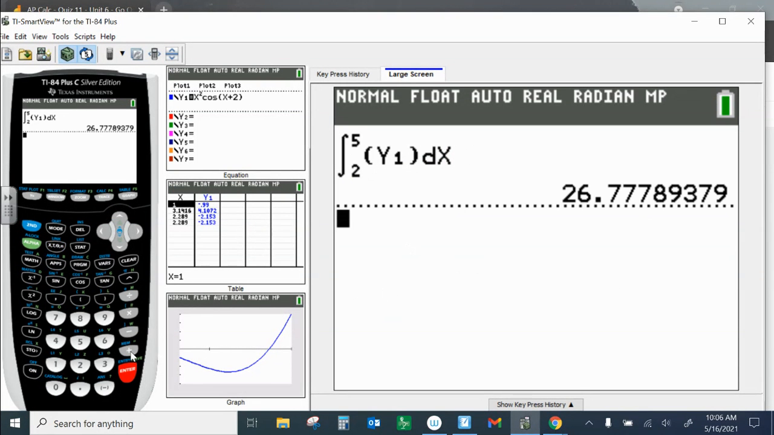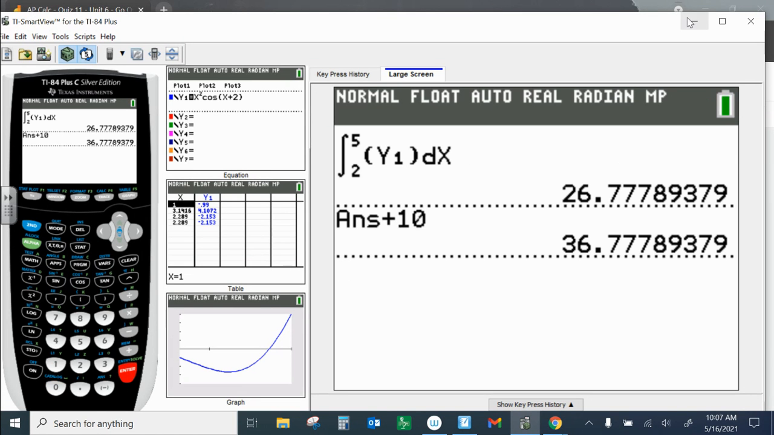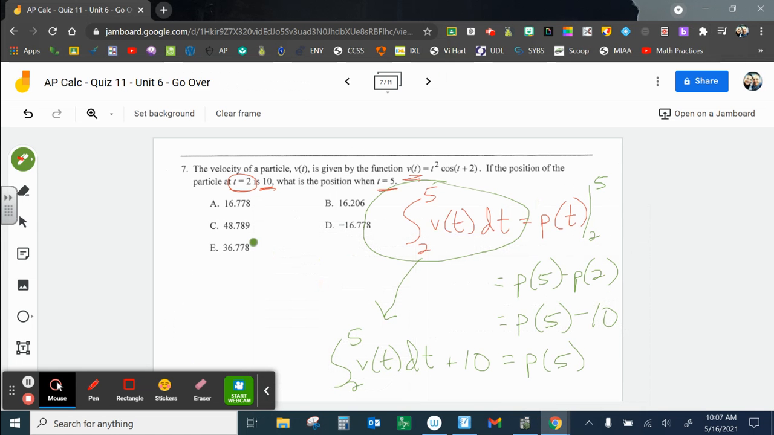Get this answer, and I said we're going to add 10 to that for my answer. So there's 36.7777, and number 7 I have is E. Let me just make sure. Am I doing the test right here?